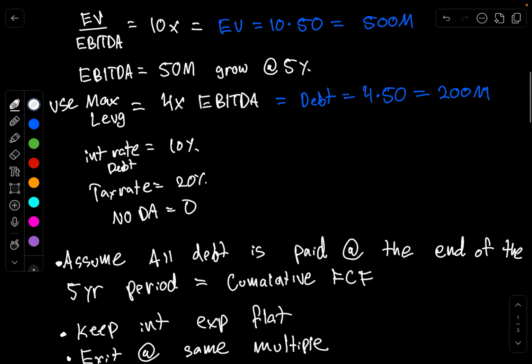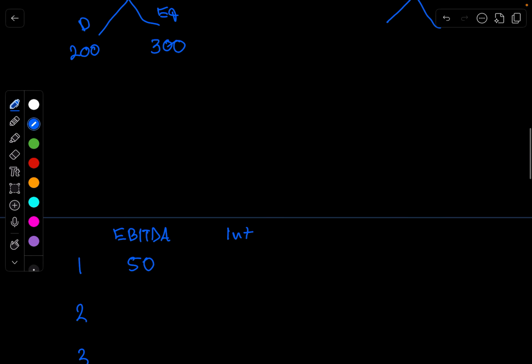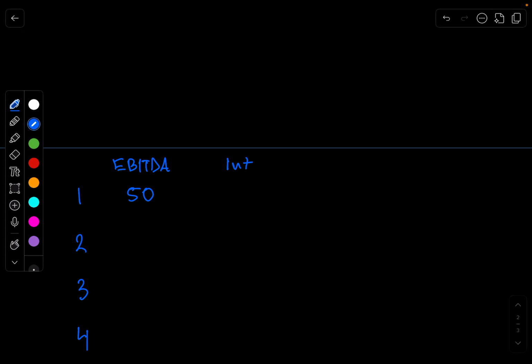So what's our interest expense here? Well, we know how much the debt is, right? The debt is 200 million, and 10% of that gives us 20 million. So now we know what the interest expense is as well. So that is $20 worth of interest. So what does that make our earnings before taxes? Because there's no depreciation and amortization, right? That makes our earnings before taxes equal to 30.